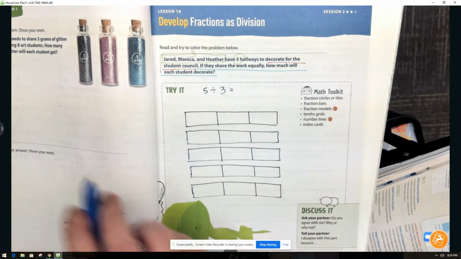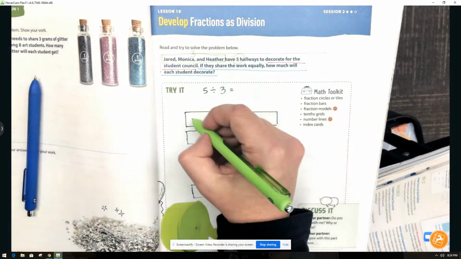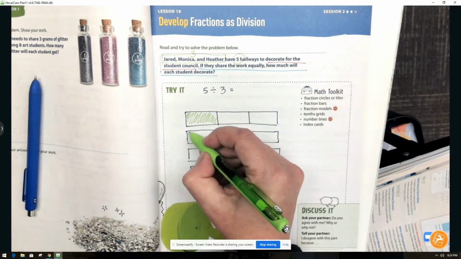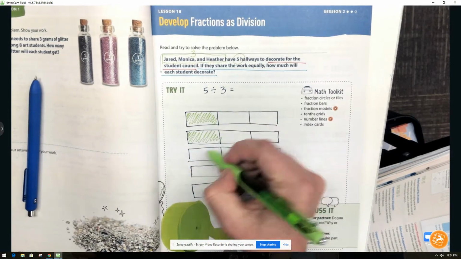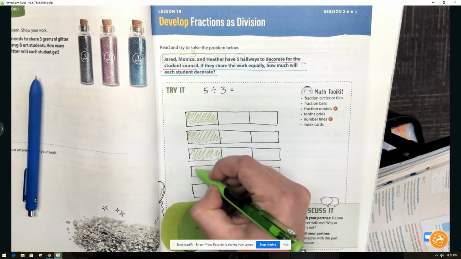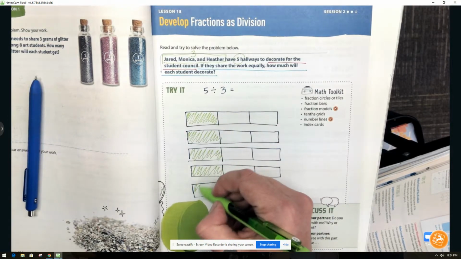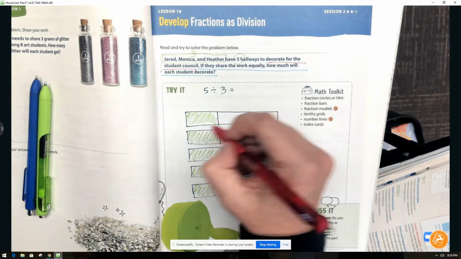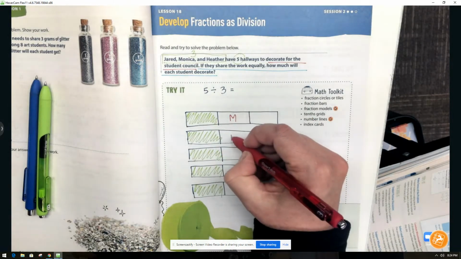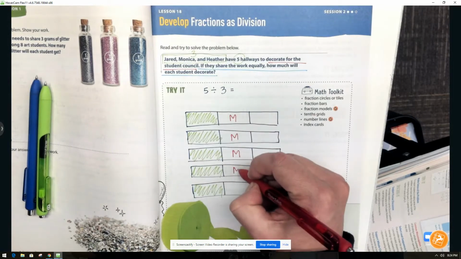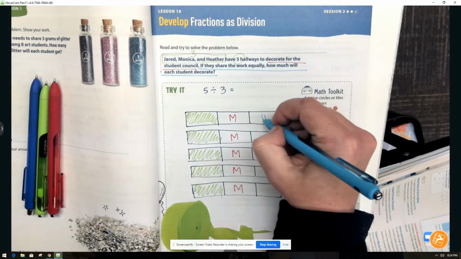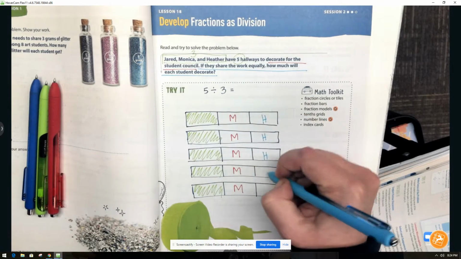So we have Jared. Jared's going to be green. So Jared is going to decorate a third of this hallway, a third of this hallway, a third of this hallway, a third of this hallway, and a third of this hallway. And then we have Monica, who's going to do this part, this part, this part, this part, and this part. And then we have Heather, who's going to do each of these parts.